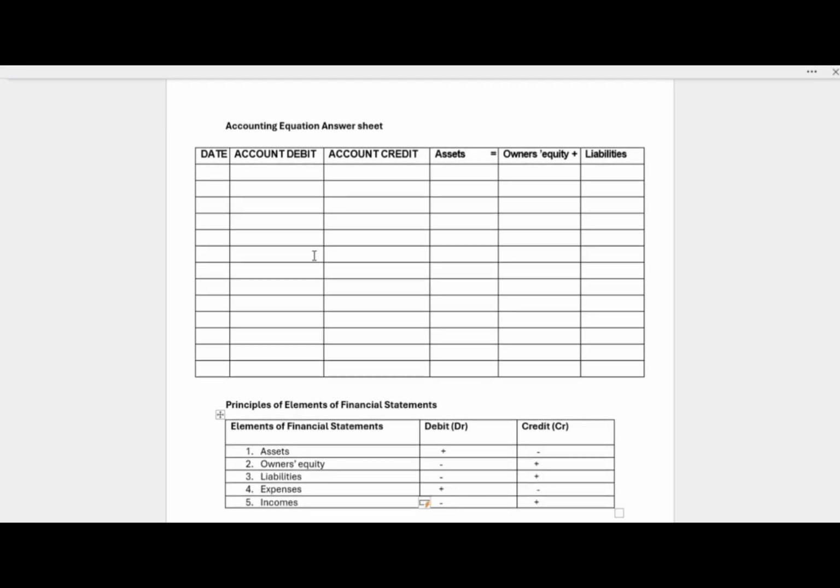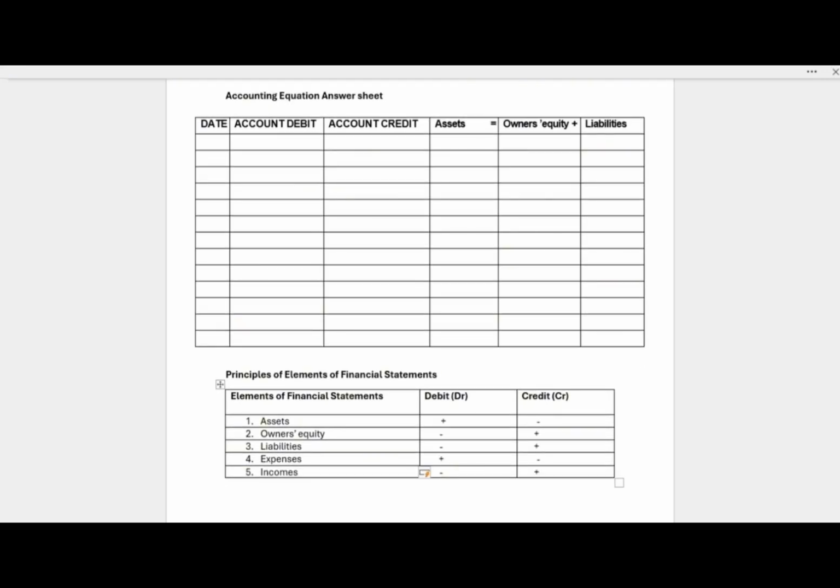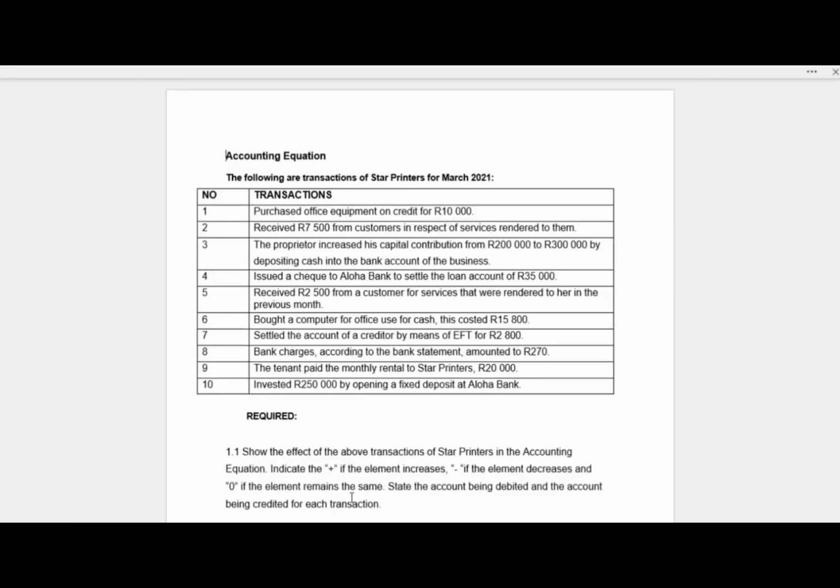So now I want us to go and start with question 1 right now. Let's just start with question 1, and then we will be relating to the elements when we record. Firstly, we need to determine the accounts affected. There are either 2 or more accounts affected in each and every transaction. So now, transaction number 1: they say purchased office equipment on credit for 10,000 rand. When you purchase something on credit, it means you are owing someone, right?